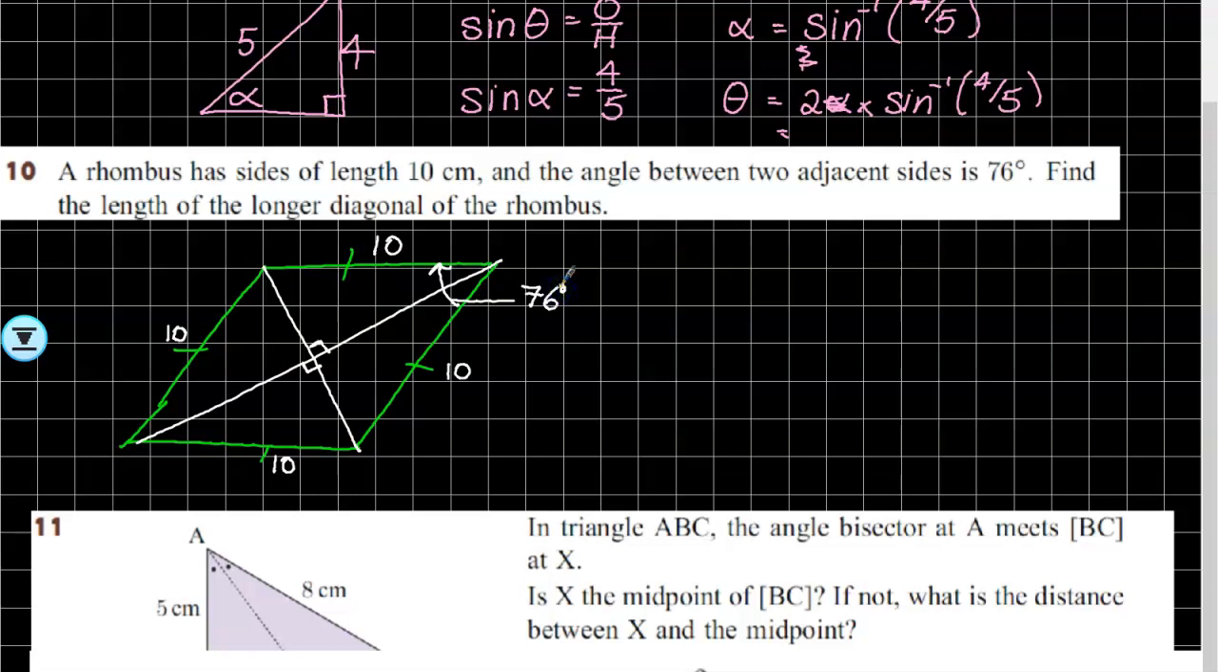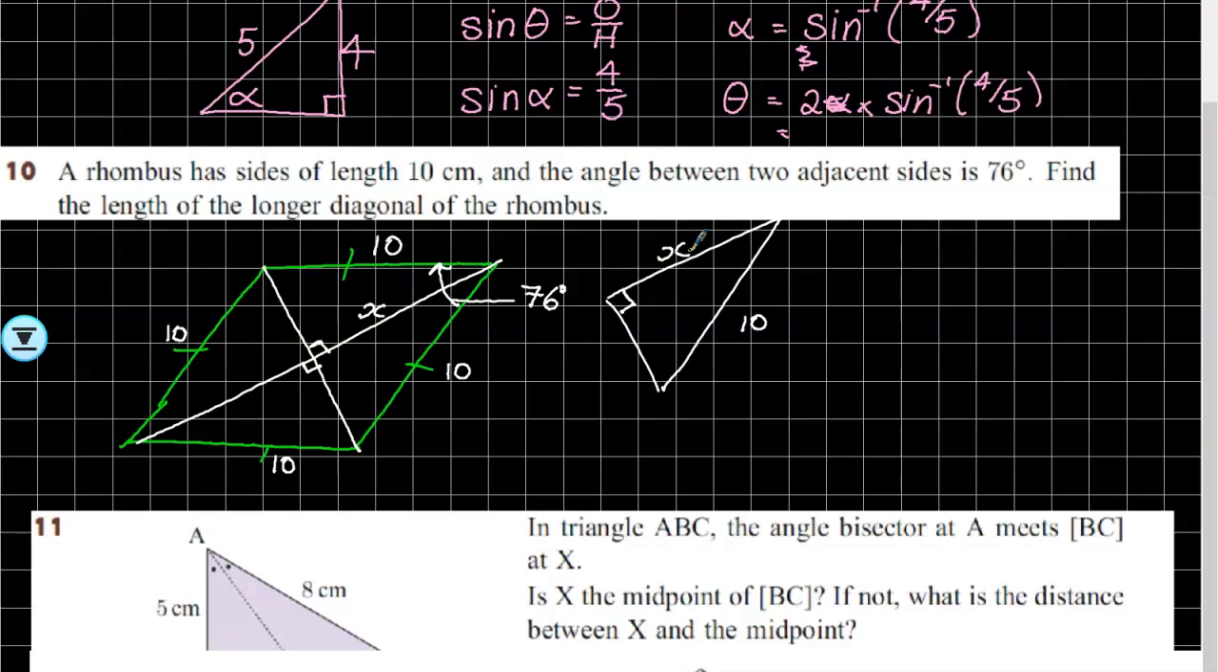We want to find the length of the longer diagonal. So obviously it's not that one, is it? It's that one, so we'll put our X there. I've got that, that's 10. This is what I want. That's the one that I want. What's my angle? 76.